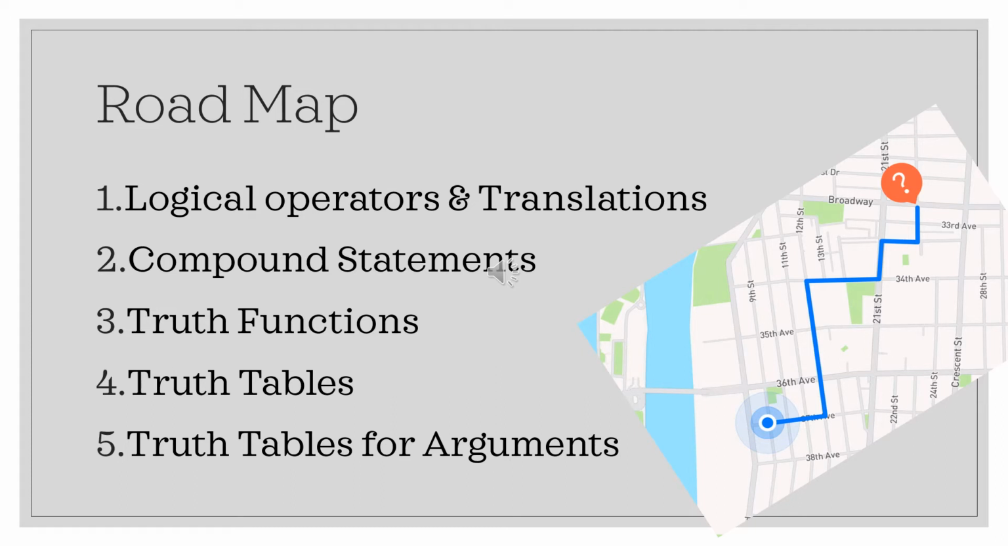We're going to start with the logical operators and how to translate sentences of English into logical form. We're going to talk about compound statements. Then we're going to talk about truth functions, the truth functions of the logical connectives. Then I'm going to show you how to make truth tables for sentences in logic. And then finally, we're going to talk about how to make truth tables for arguments.